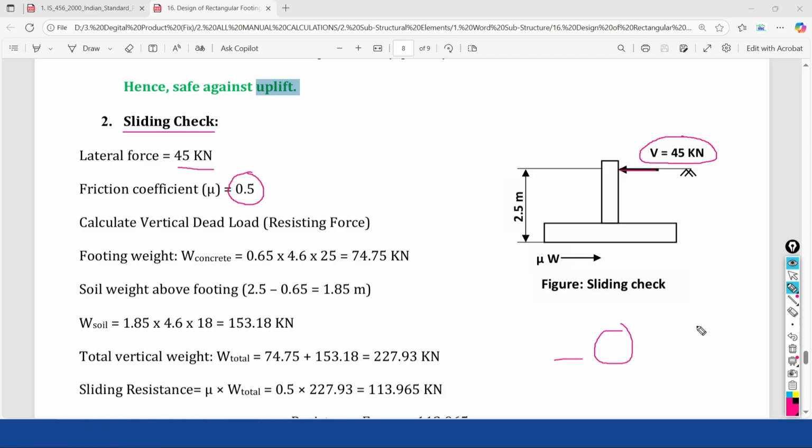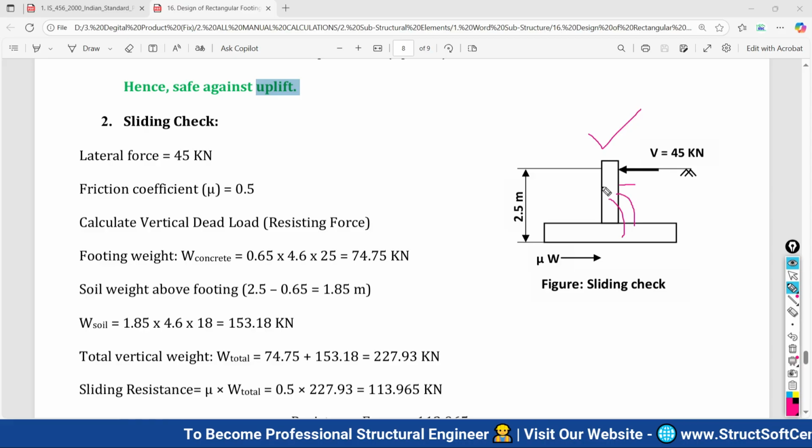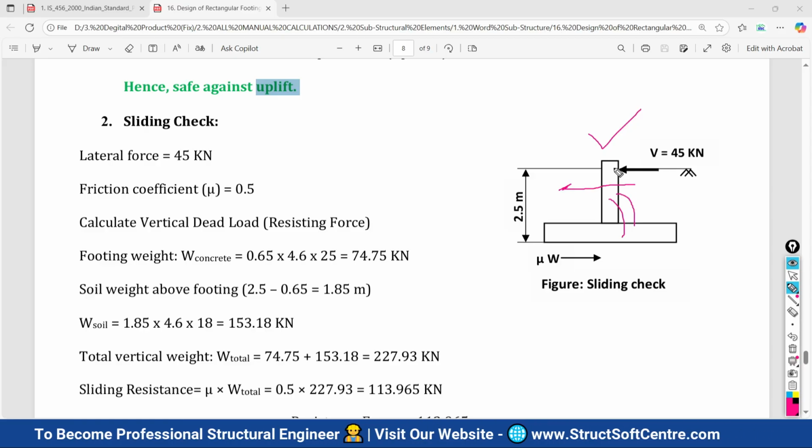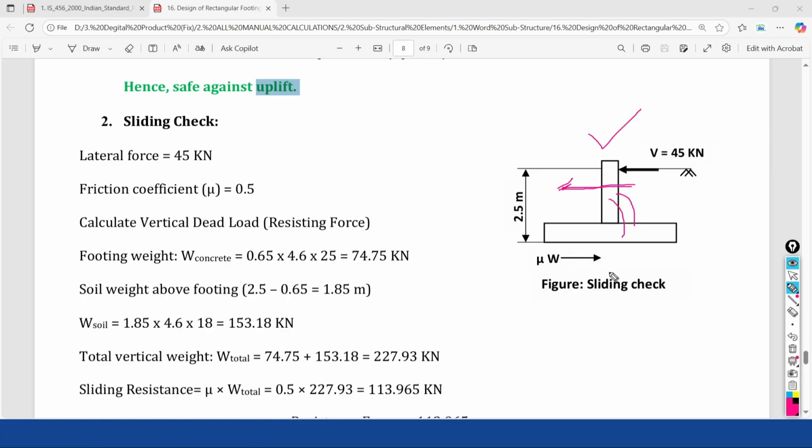So what is actually going to happen? Try to understand. As your footing is present here with its self weight and its overburden soil weight, everything is actually present. Now this lateral force will try to push your footing in this direction. But if your footing is not capable of maintaining its stability, what will happen? Your footing is going to be shifted in this direction, and that is called sliding of your footing. But we don't want this sliding of the footing. So how can you protect your footing from sliding? You have to provide enough weight of the footing so that it will maintain its position.